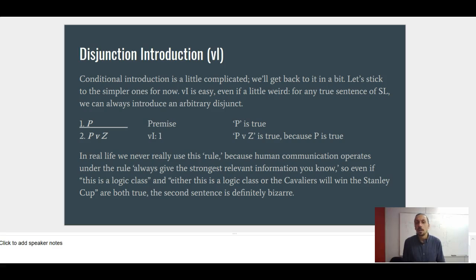And we're just going to move on to some of the simpler ones, such as disjunction introduction, which is really easy. It's a little weird, though. Roughly what disjunction introduction says is that for any true sentence of SL, you can always introduce a disjunct at any time. Now, why is that? I know in real life we'll never use this rule because of the pragmatic rules of discourse I talked about a video ago. Right, always give the strongest relevant information you know.